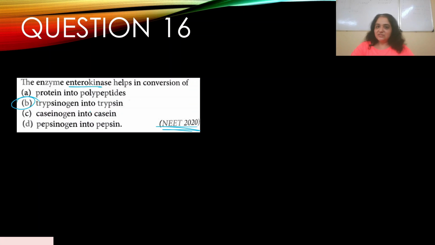So enterokinase helps in conversion of trypsinogen into trypsin. I think we've discussed this in part 1 also. Trypsinogen is a part of the pancreatic juice, and it's secreted into the duodenum. Enterokinase is secreted by the intestinal epithelium, and that converts trypsinogen into trypsin. Trypsinogen is an inactive form of trypsin. So your answer should be B.